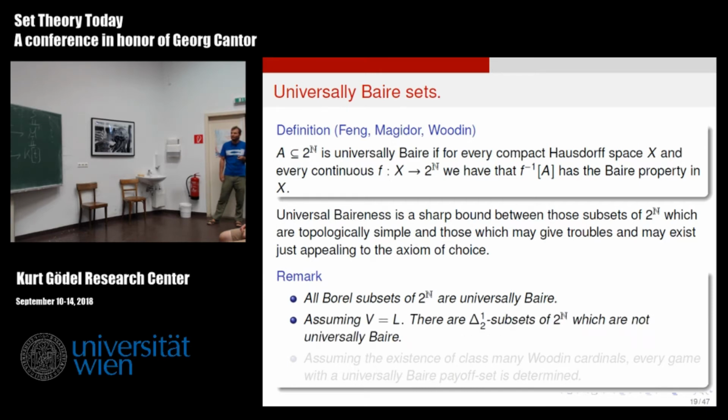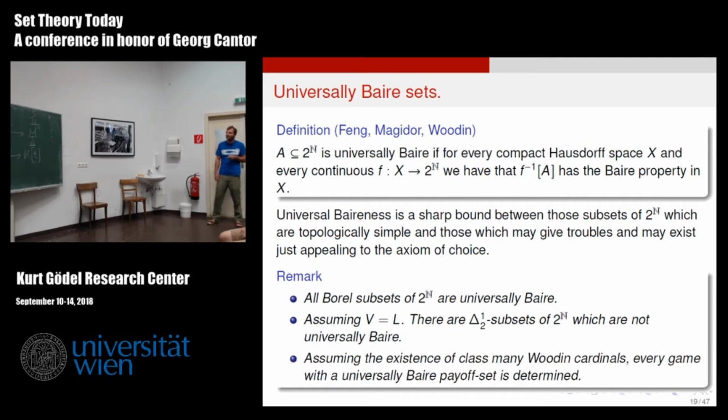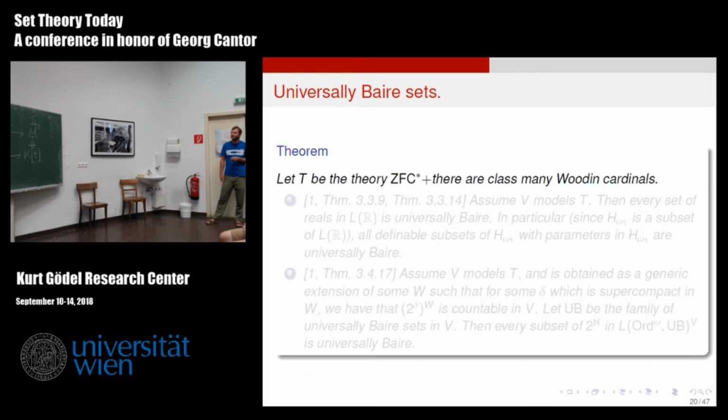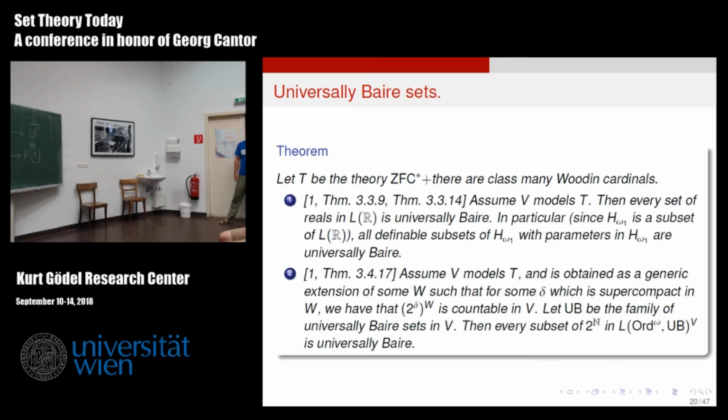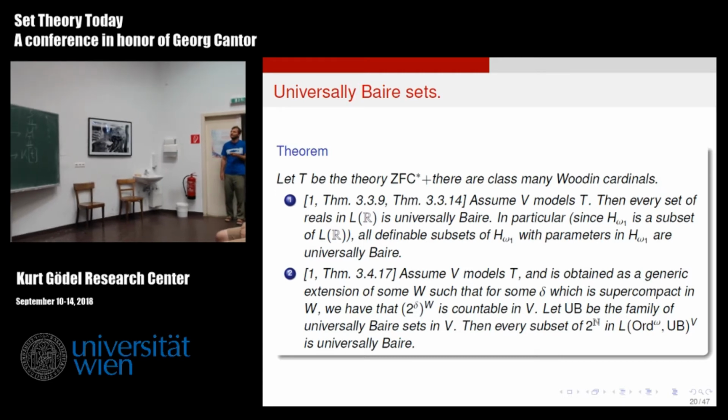Okay? Well, here are some examples of universally Baire or non-universally Baire sets. The problem is, if you assume V equals L, there are projective sets which are not universally Baire, but if you assume enough Woodin cardinals, then every universally Baire set is determined, and projective sets become universally Baire. Okay, so this is what we need from Woodin's generic absoluteness.